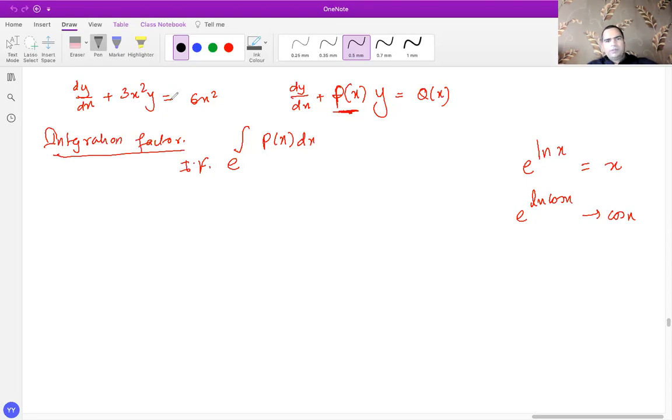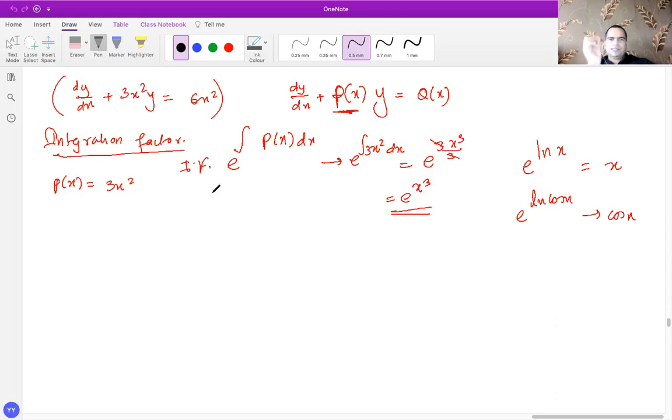For our problem here, first let's identify p of x, which is 3x squared. So the integration factor will be e to the power integration of 3x squared dx. You don't need to attach a constant when you integrate. So this will be e to the power of the integration of 3x squared, which is 3x cube over 3. This and this get cancelled, so you take e to the power x cube. So this is the integration factor here. And when you multiply both sides of this differential equation by the integration factor, you will see something very interesting.